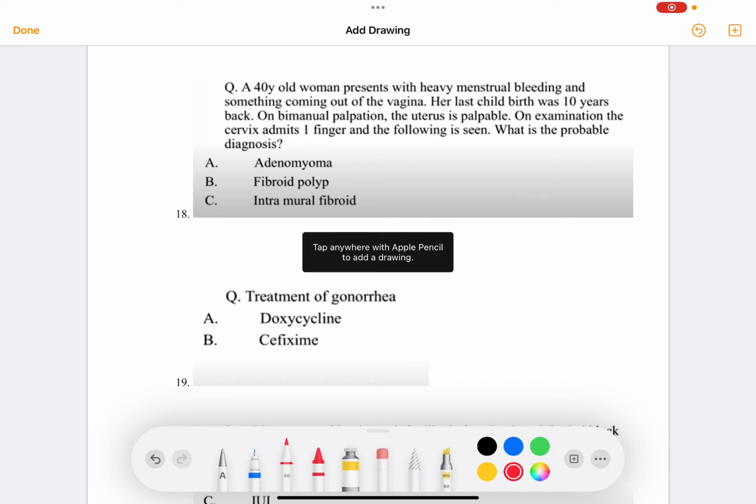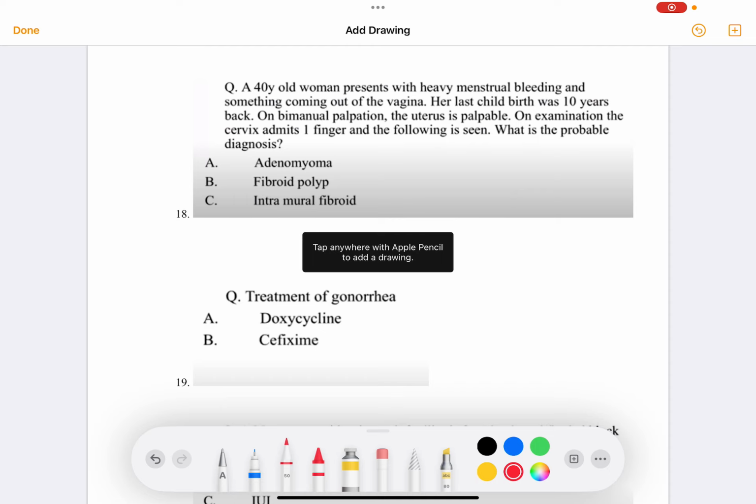So probable diagnosis will be either a submucosal fibroid which is protruding out, or a fibroid polyp. So answer will be B, fibroid polyp. Obviously it will not be an intramural fibroid, because if an intramural fibroid comes out, the whole uterus will come out. Patient will, uterus will not be palpable. Adenomyosis cannot be there because uterus is palpable. Okay, so basically it will be a fibroid polyp.